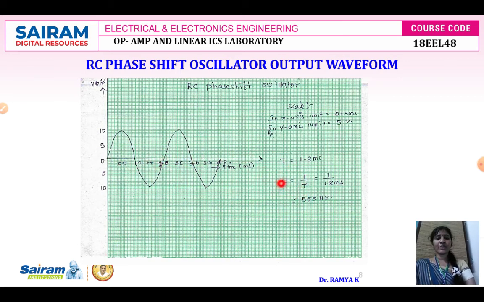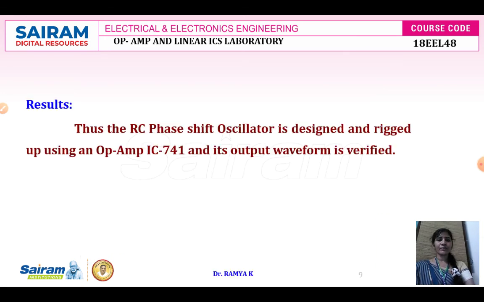The frequency obtained, when you calculate theoretically, f is equal to 1 divided by T, which is 1 divided by 1.8 millisecond, and we have got 555 Hz. That is approximately equal to the value which we want, that is 500 Hz. Thus the RC phase shift oscillator is designed, rigged up using an op-amp IC741, and its output waveform is verified.